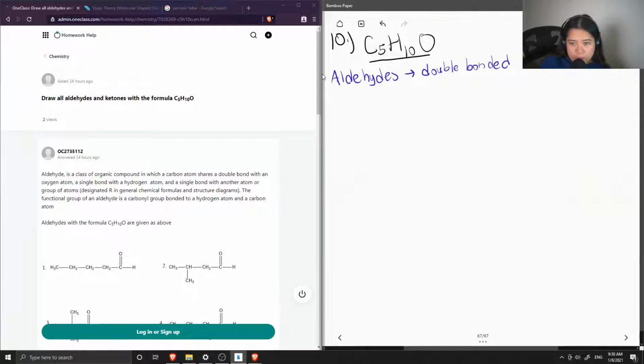Double bonded oxygen at the end of the chain. But I'm just going to say at the end.